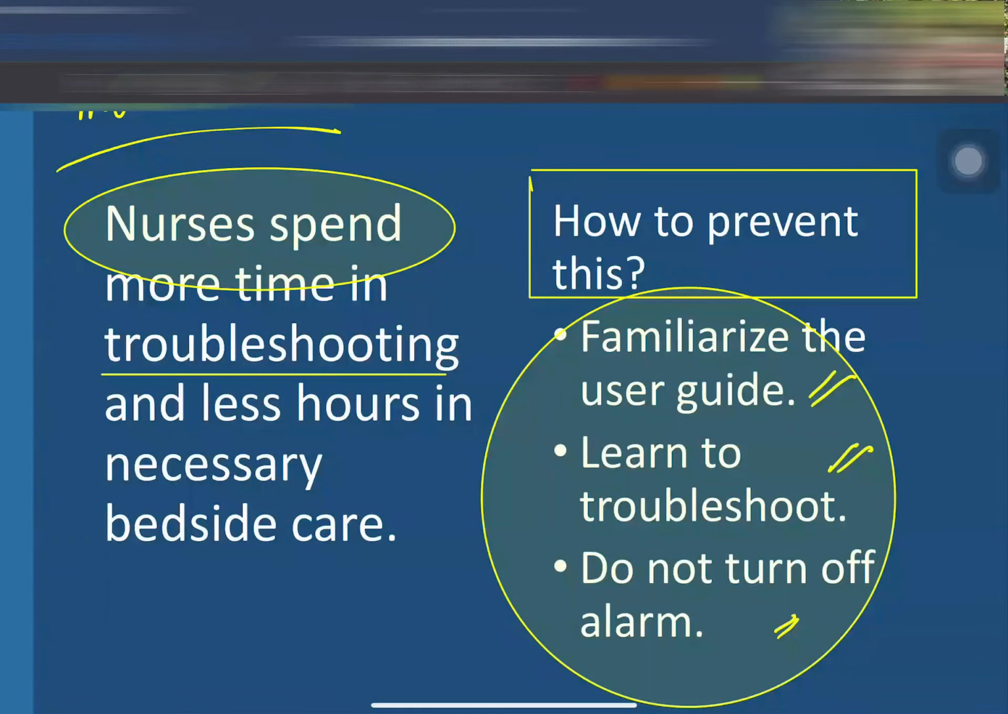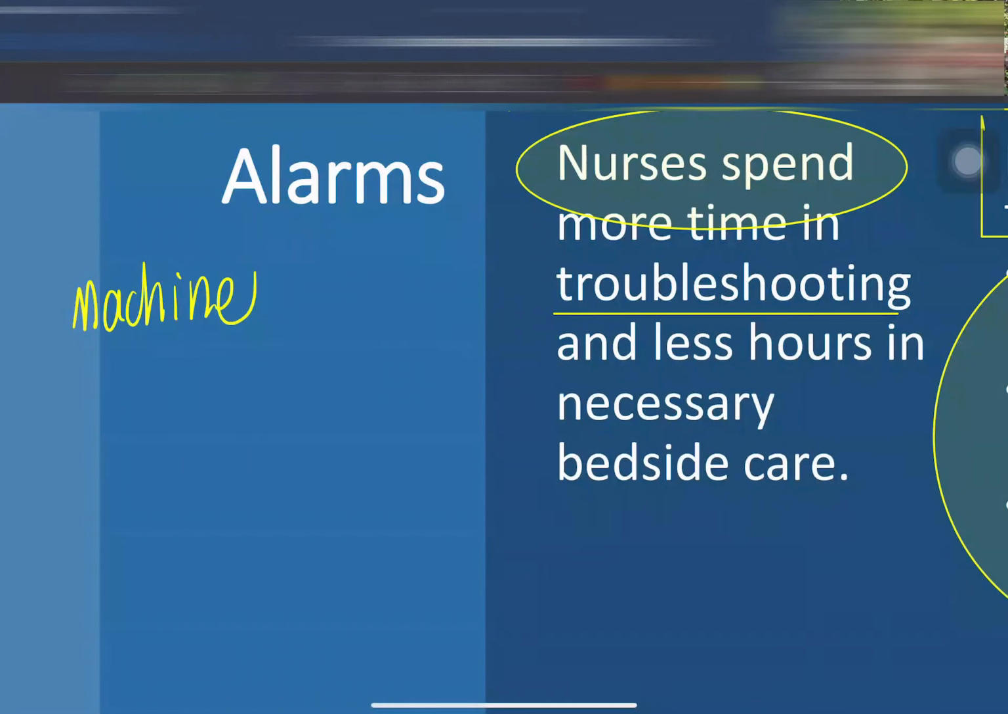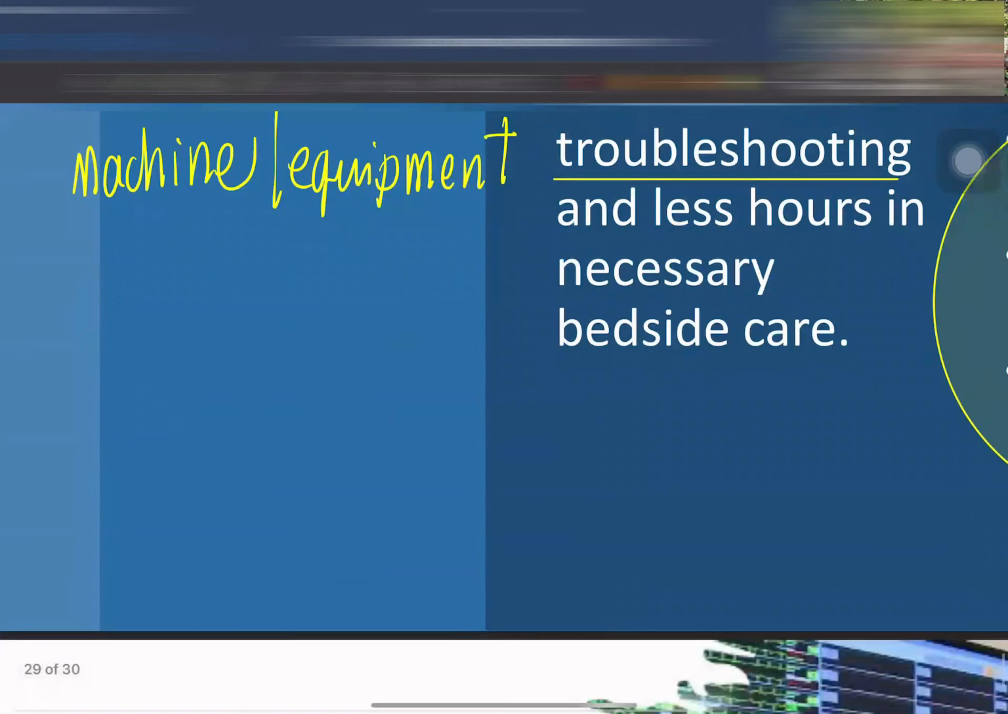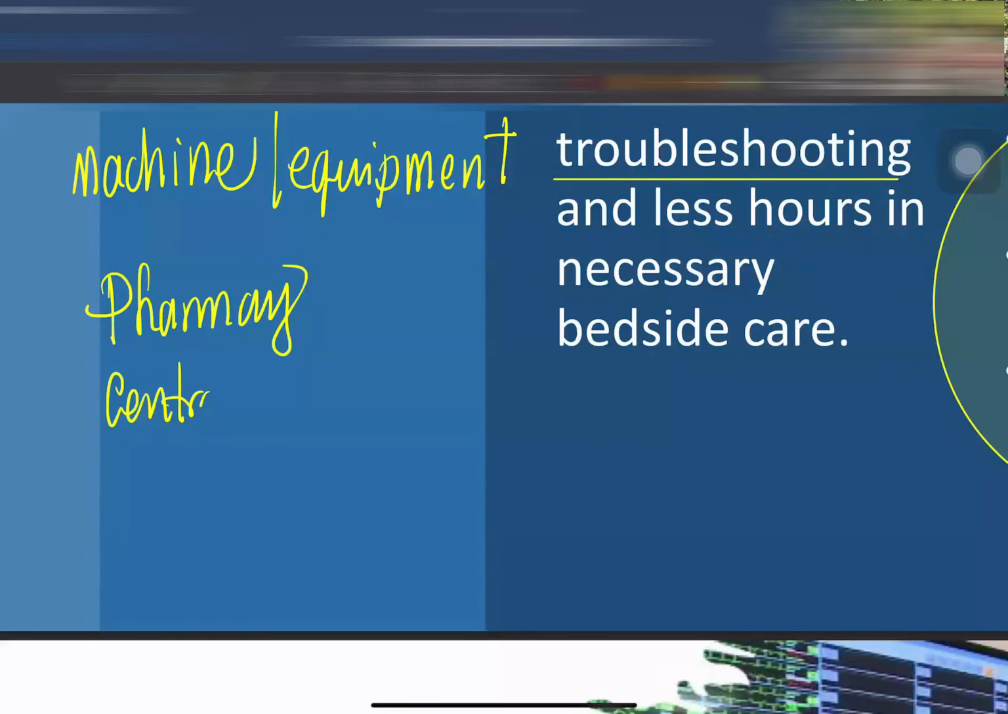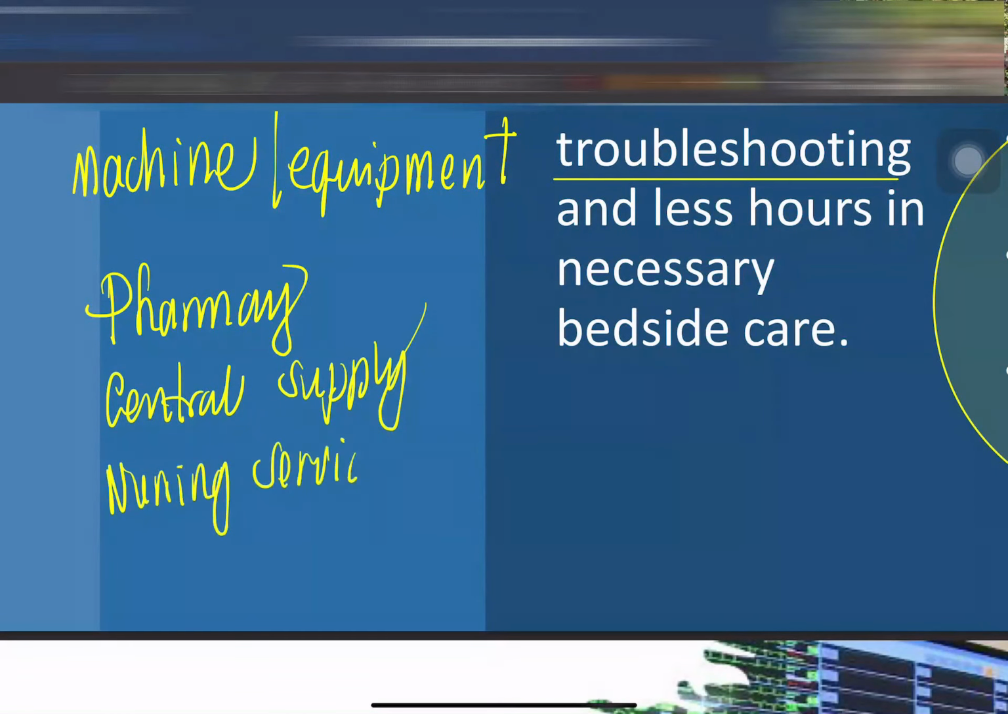Now, pag nasa hospital kayo, tapos feeling mo class yung isang machine mo or yung isang equipment mo is sira, hindi po siya gumagana, anong department po yung tatawagan ko? A, will it be my pharmacy department? B, will it be my central supply department? C, will it be the nursing service office? Tatawag ka sa supervisor mo kasi sira yung gamit. Or letter D, it would be the biomedical department.